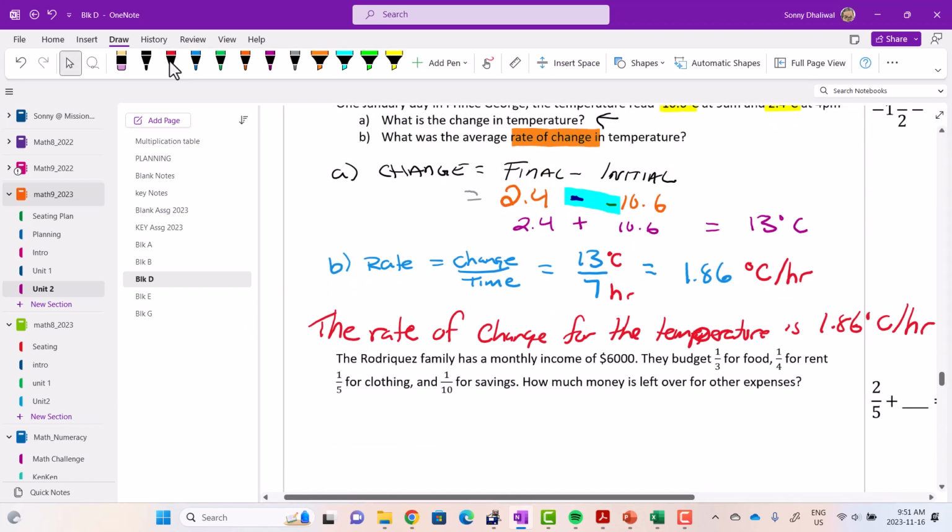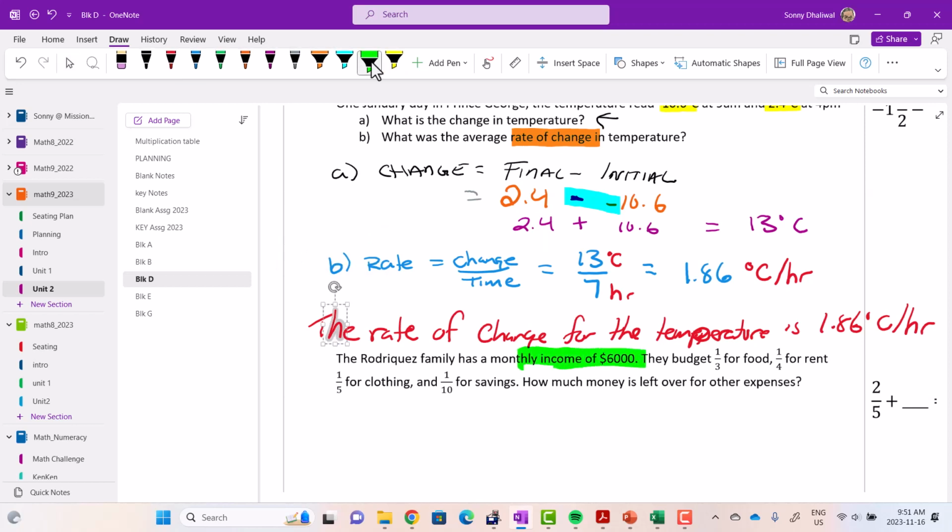Okay. Final question, then we'll stop for the day. All right. A budget question, right? So we have the Rodriguez family. They make $6,000 a month. That's how much they take home. And then this says how they budget their income. A third of it goes to rent. A third of it goes to food. A quarter of it goes to rent. A fifth of it goes to clothing. And then they save 10%. Oh, sorry, 1/10 for savings.